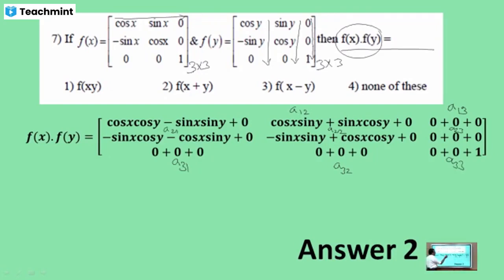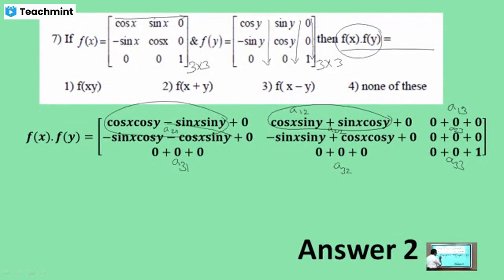One of the terms that we have as the first element is cos x cos y minus sin x sin y, which is one of the important derivations that we did in the first PU. It is cos of x plus y. And sin x cos y plus cos x sin y is sin of x plus y.